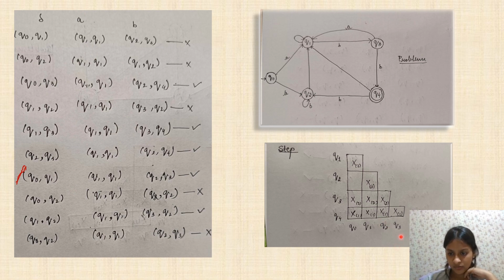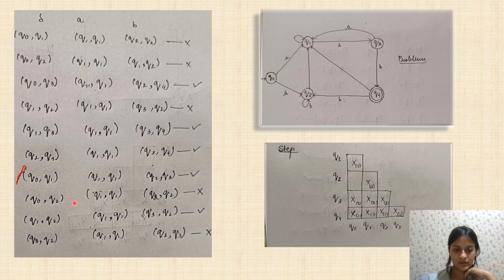Q3 and Q2, we need to see about it. Q3 of Q2, yes, we can see here it is marked. This is marked, we'll mark over here. If this is marked, we can mark Q1 and Q2. So finally, Q1 and Q2 will be marked. Now, again we will check about Q0 and Q2.